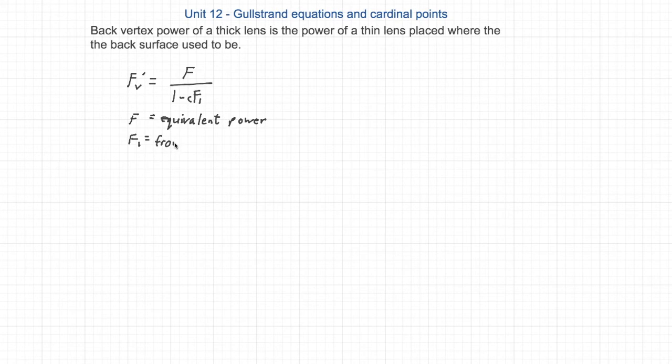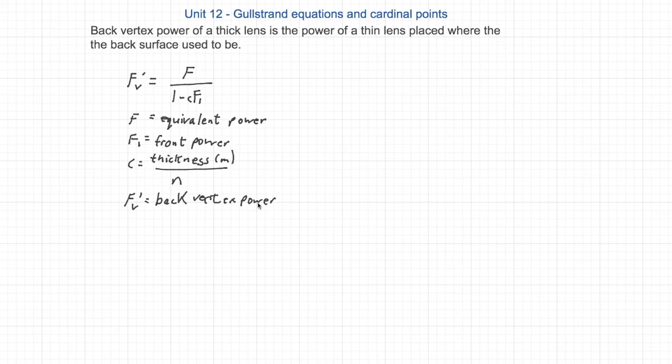F1 is the front surface power of the thick lens. C is the thickness of the lens in meters divided by the index of refraction of the lens, N. And F prime V is the back vertex power. So when you measure the power of a spectacle lens, you are actually measuring the back vertex power. That's the reading that's displayed in the electronic lensometer. It's the reading that you read off the dial if you use the manual lensometer.